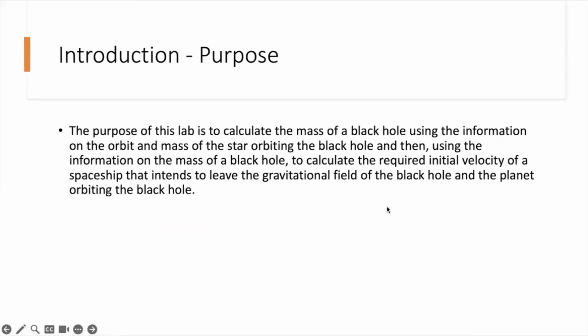Starting with the introduction, the purpose of the lab is to calculate the mass of a black hole using the information on the orbit and the mass of the star orbiting the black hole, and then using the information on the mass of the black hole to calculate the required initial velocity of the spaceship that intends to leave the gravitational field of the black hole and the planet orbiting the black hole.